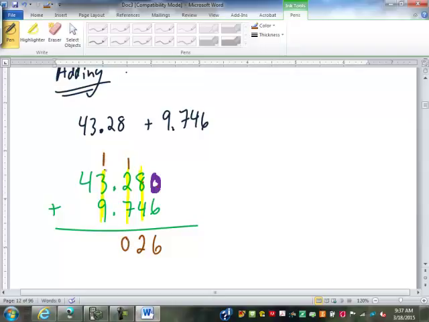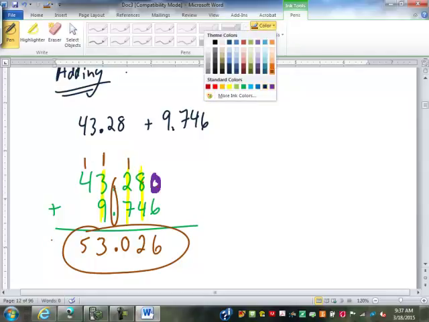Now before I do the 1, 3, and 9, I have to bring down my decimal point. I can never cross the decimal point without doing something with it. 1 and 3 is 4, plus 9 is 13. 1 and 4 makes 5. So 53.6 or 0.026.